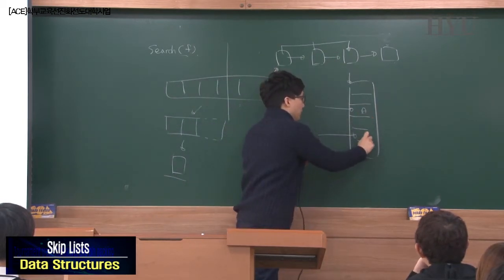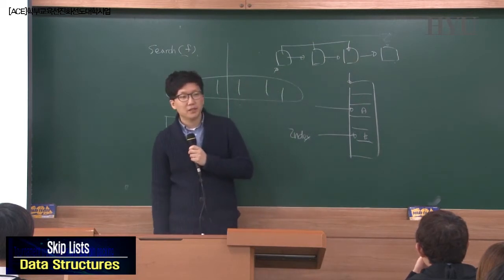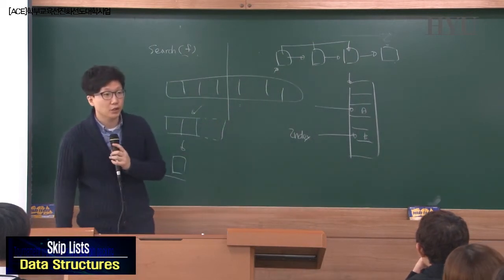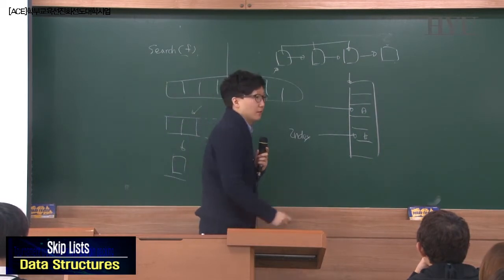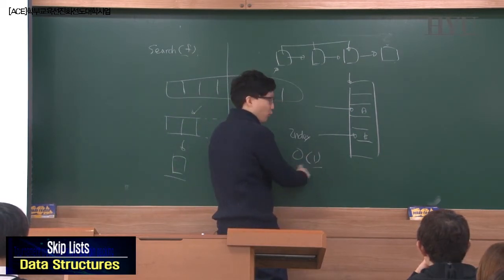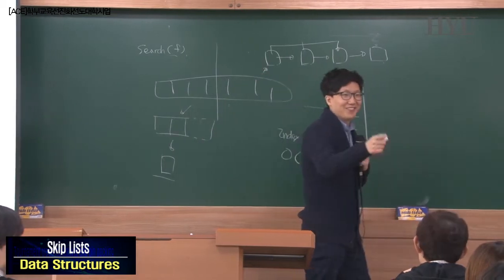A, B. What is the time complexity of finding a value here? Searching cost, 1, constant.